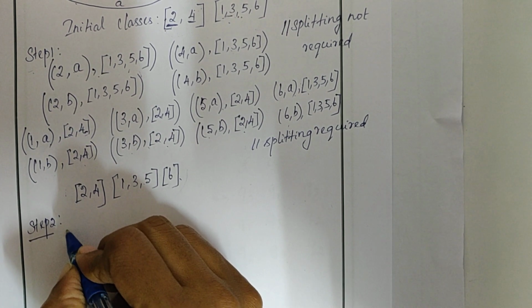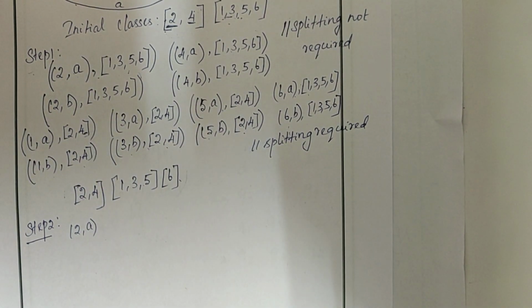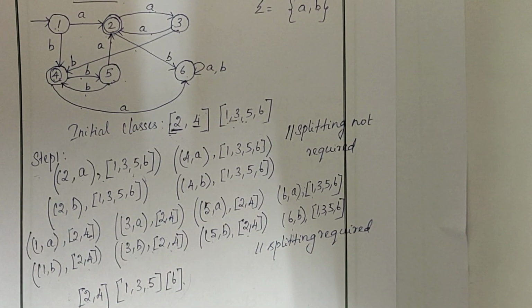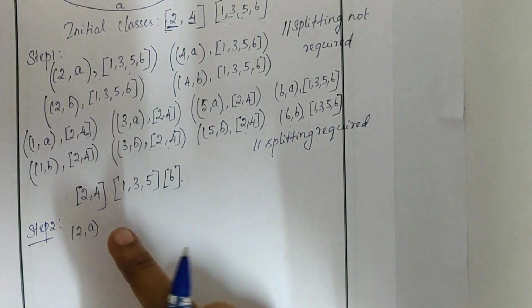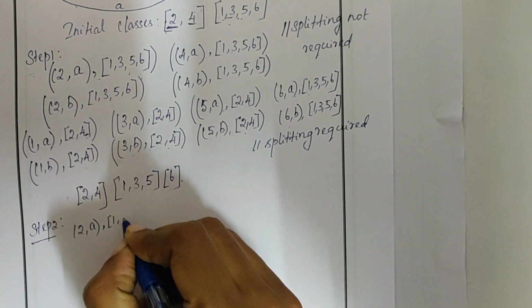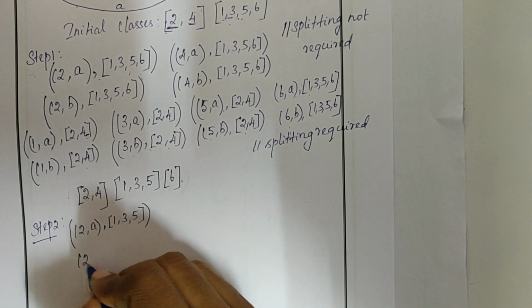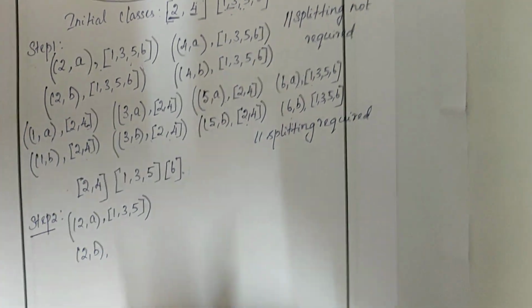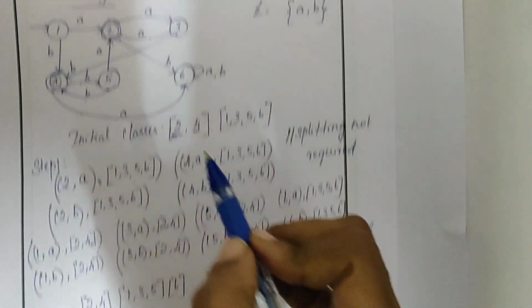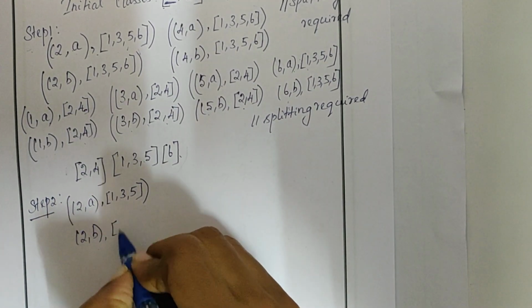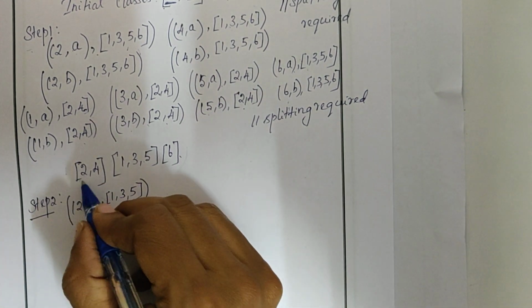Now 2 comma 2, when it takes A input, right? 2, when it takes A input, is moving to 3. Now 3 is in which class? This class, so it is 1 3 5. Correct? Next 2B. 2, when it takes B input, is moving to 6. Now my 6 is separate, 6. Correct? Next, in this class 2 is over.